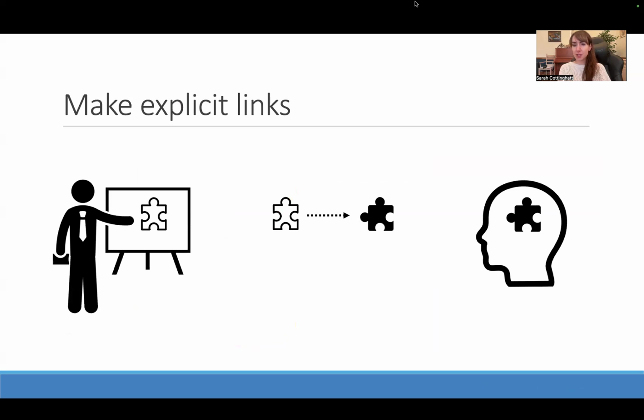So what does this mean for teaching? Well, we've said that activating relevant existing knowledge is important. So something that teachers can do, and really should do, is to make explicit links between new ideas and students' existing knowledge. Whenever you're teaching something new, always think about explicitly activating students' existing knowledge and linking to it.